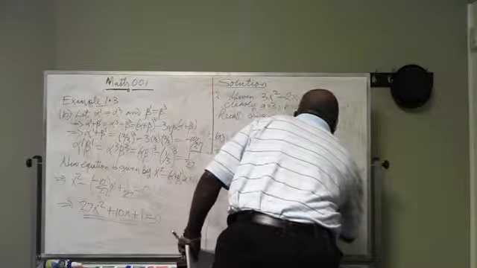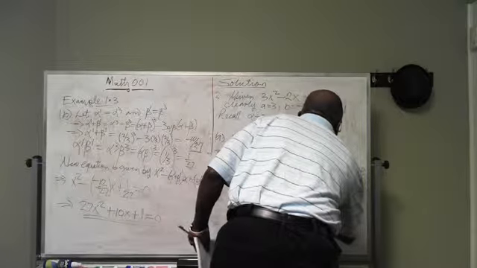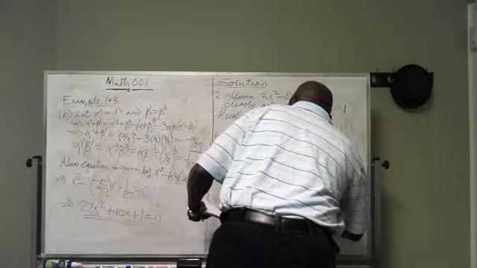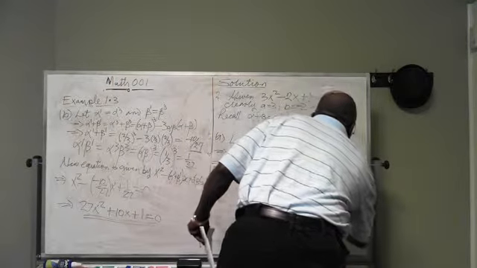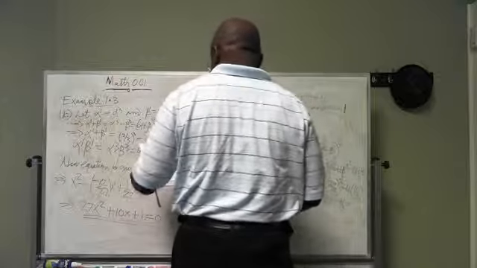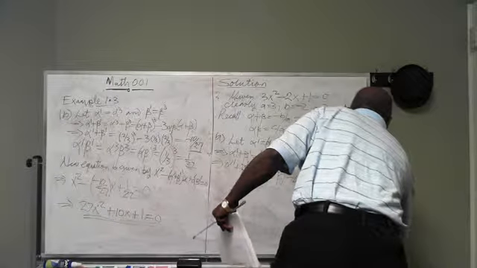The thing which gives us 8 over 9 minus 4 over 3, which results in alpha plus beta being equal to minus 4 over 9.